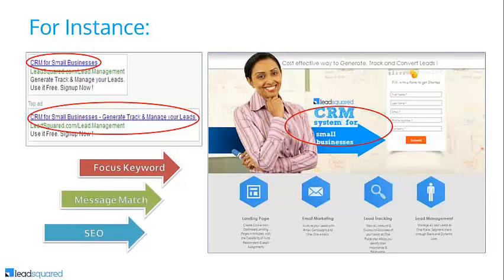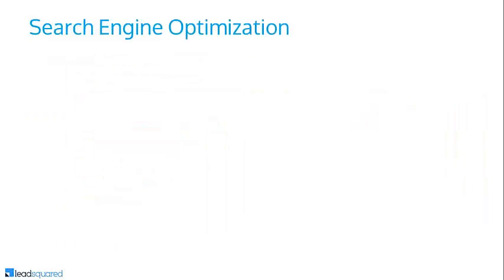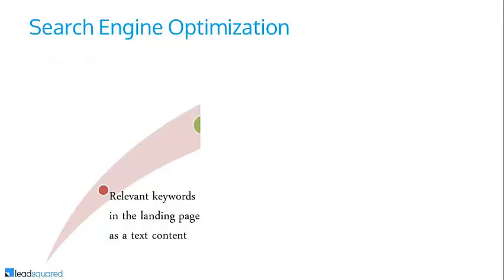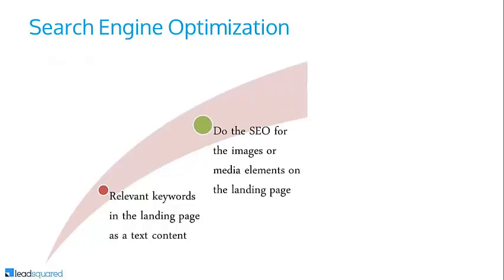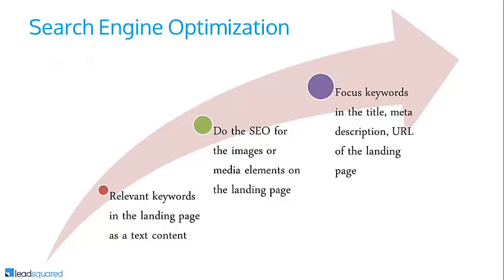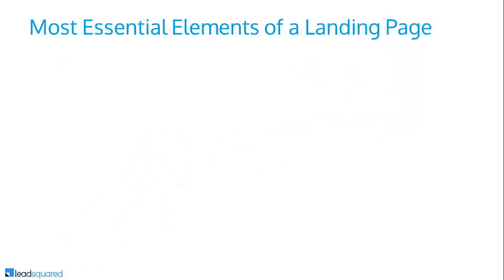So while we do the SEO, what are the points we should keep in mind? That the relevant keywords should be in the landing page text and the content, and it should be there in the images and media elements that you put in the landing pages, and it should also be present on the landing page title, the meta description, and the URL of the landing page. These are the main places where you should optimize it, right?